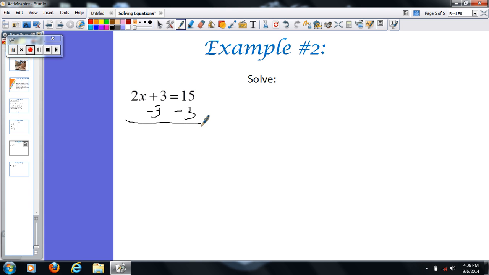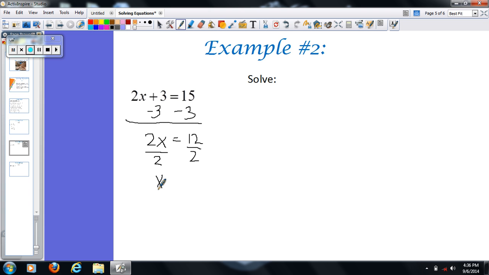Now this is that subtraction property of equality, because basically what it's saying is when I subtract 3 from the left side, in order to keep this still equal, I have to subtract 3 from the right side as well. This gives me 2x equals 15 minus 3, which is 12. With 2 times x, I have to get rid of multiplication, which means I do the inverse operation, which is division, by 2.